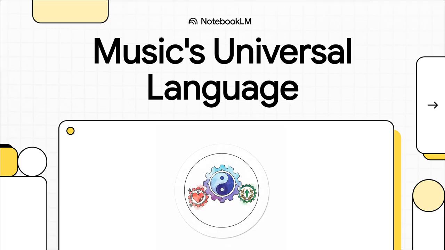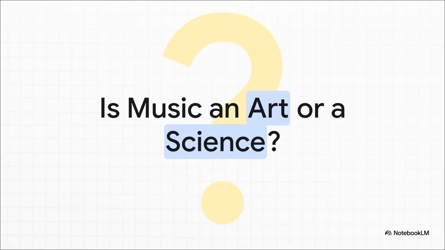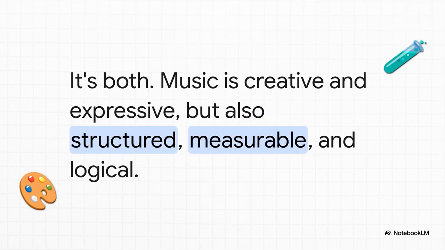Let's dive in. So, let's start with this big philosophical question. Is music art or is it science? Is it all just about feeling and creativity? Or is there some kind of system, a structure, a logic hiding just beneath the surface? Well, the truth is, it's absolutely both. I mean, of course, music is one of the most powerful ways we express ourselves creatively. But all of that beautiful expression is built on a foundation that's incredibly structured, totally measurable, and really logical. And today, we're exploring that logical side.